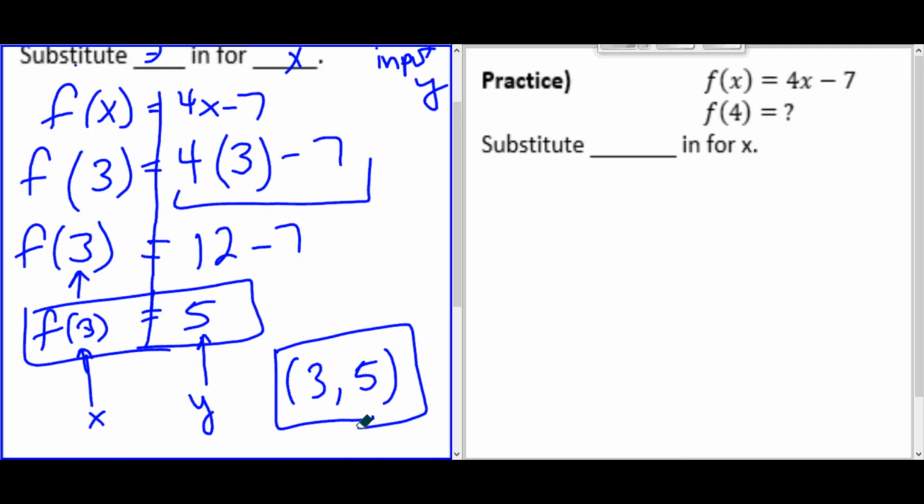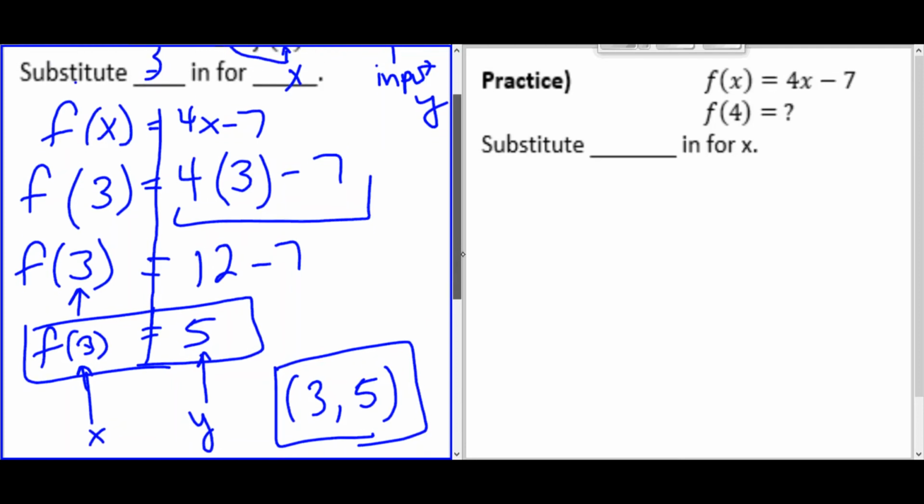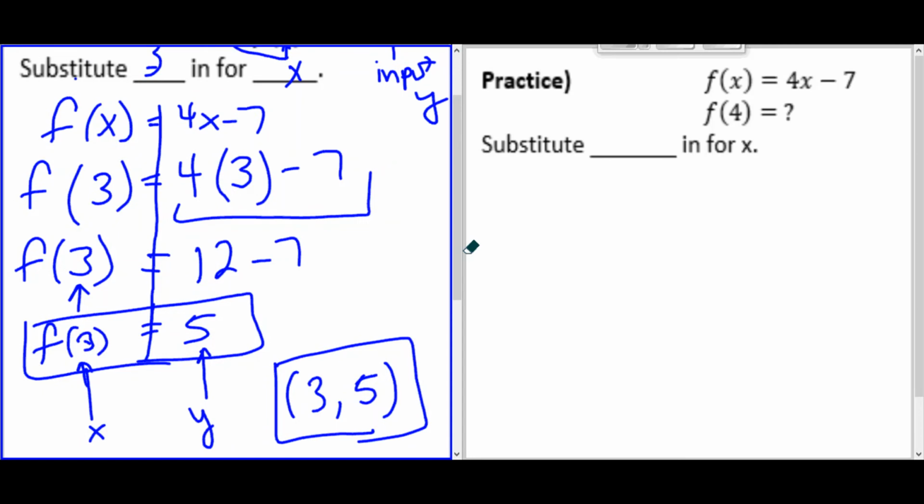I want you to pause the video, and I want you to try the example to the right.